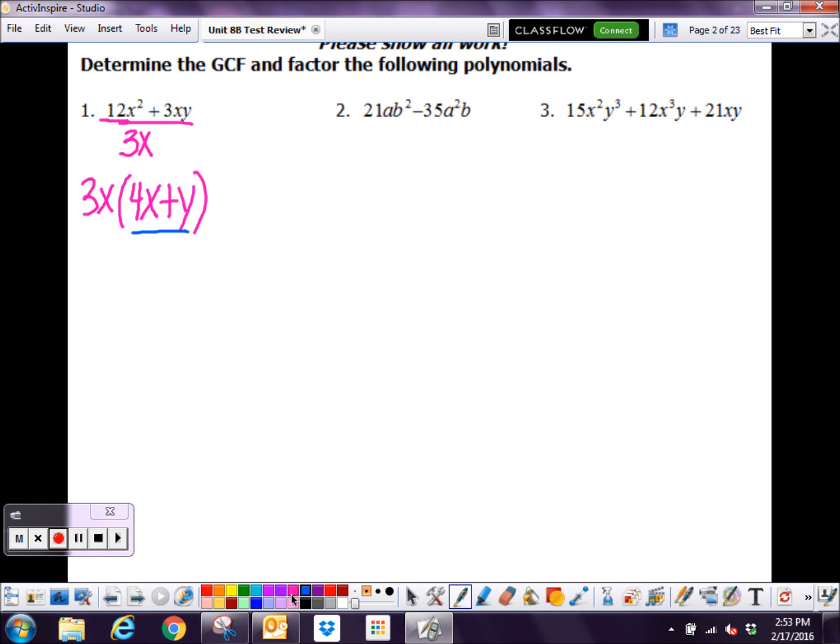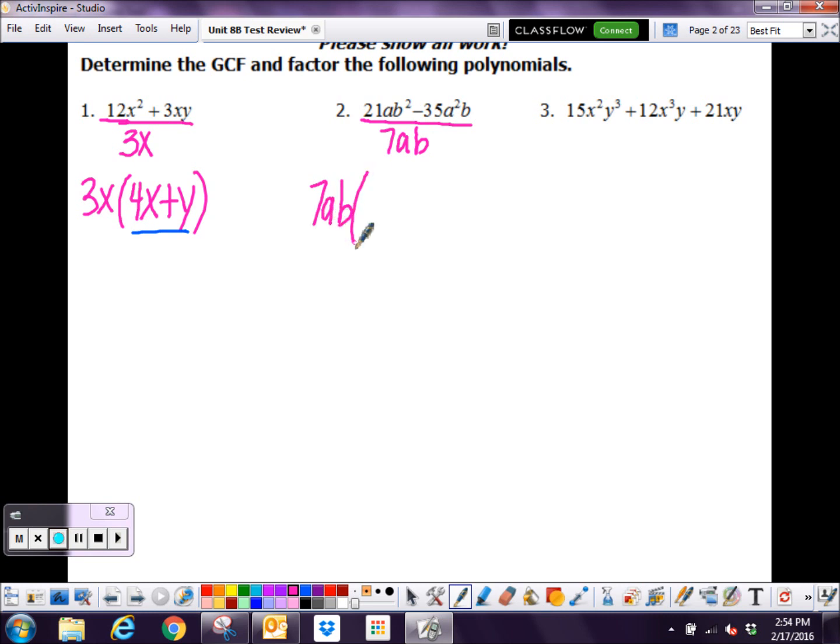Number 2, okay, I'm going to look for a GCF. Okay, so I see that they both have 7 in common. That goes into 21 and 35. They also both have an A and they both have a B. So I can take 7AB out.